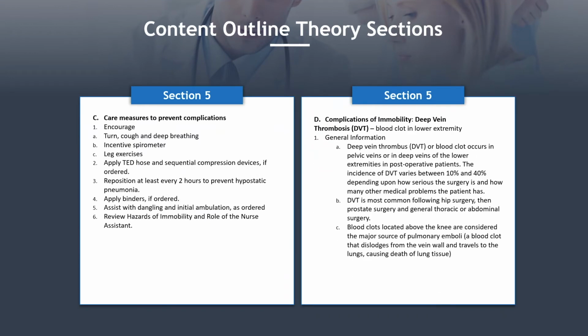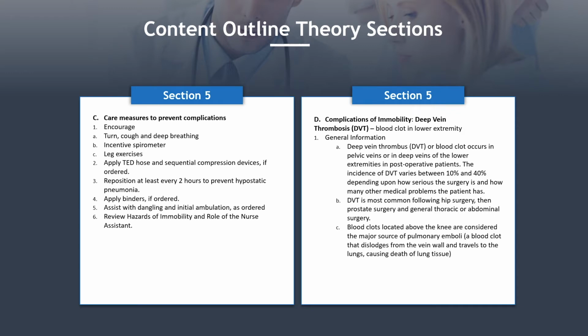C. Care measures to prevent complications. 1. Encourage turn, cough, and deep breathing, incentive spirometer, and leg exercises. 2. Apply TED hose and sequential compression devices if ordered. 3. Reposition at least every 2 hours to prevent hypostatic pneumonia. 4. Apply binders if ordered. 5. Assist with dangling and initial ambulation as ordered. 6. Review hazards of immobility and role of the nurse assistant.